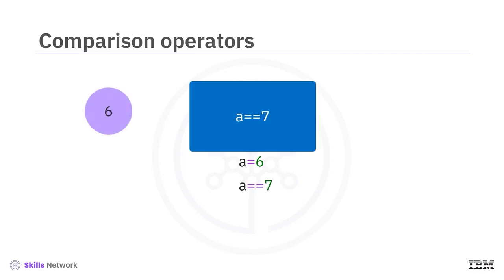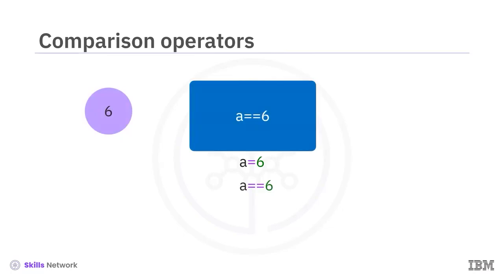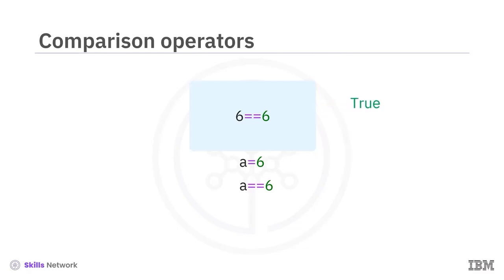We can use the equality operator denoted with two equal signs to determine if two values are equal. In this case, if 7 is equal to 6. In this case, as 6 is not equal to 7, the result is false. If we performed an equality test for the value 6, the two values would be equal. As a result, we would get a true.